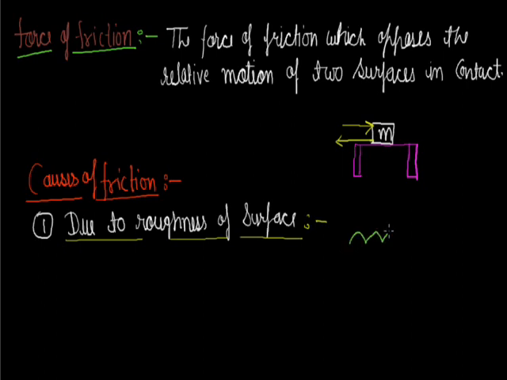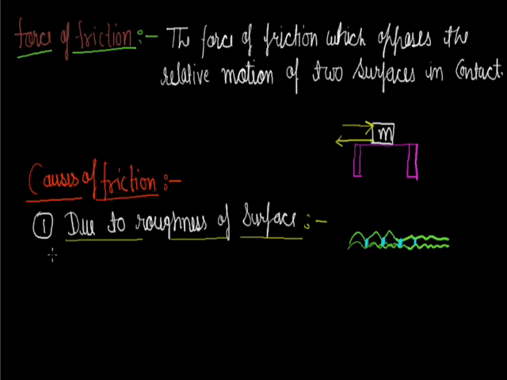So, no surface is smooth. When we see any surface at the microscopic level, it looks like this figure, and at the points of contact, the interlocking of grooves and hills occurs, due to which the force of friction arises.